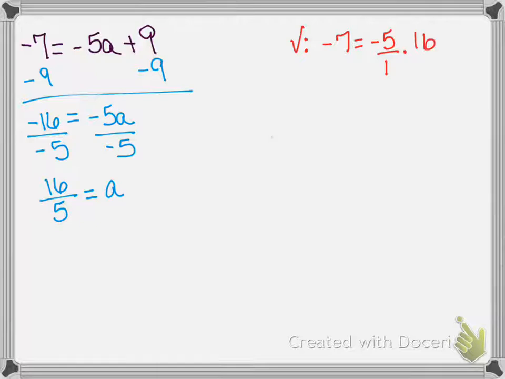Times 16 over 5 plus 9. Now, don't lose this negative right there. That negative's in front of the 5, but these 5s cancel out. So instead of having negative 5 here, what I have is negative 1. Okay? The 5s cancel out, but that negative is still there. So now I've got negative 7 equals negative 1 times 16 plus 9.